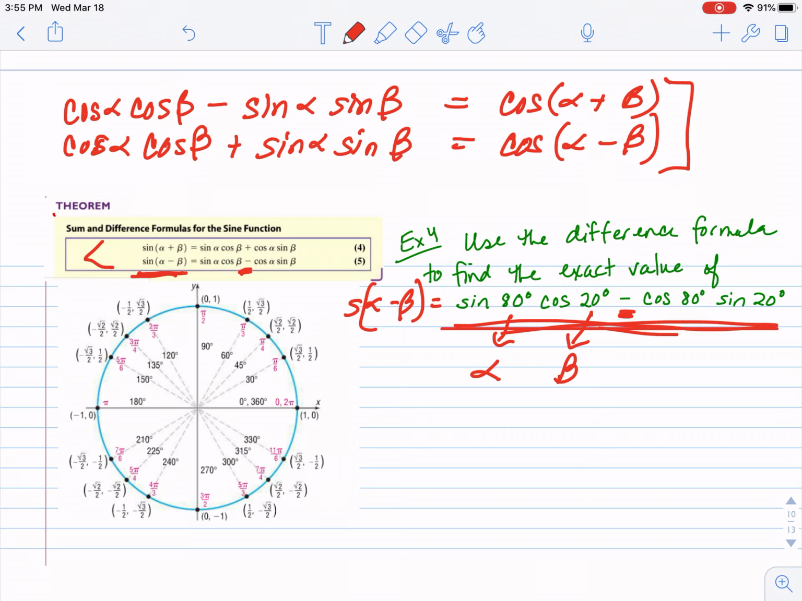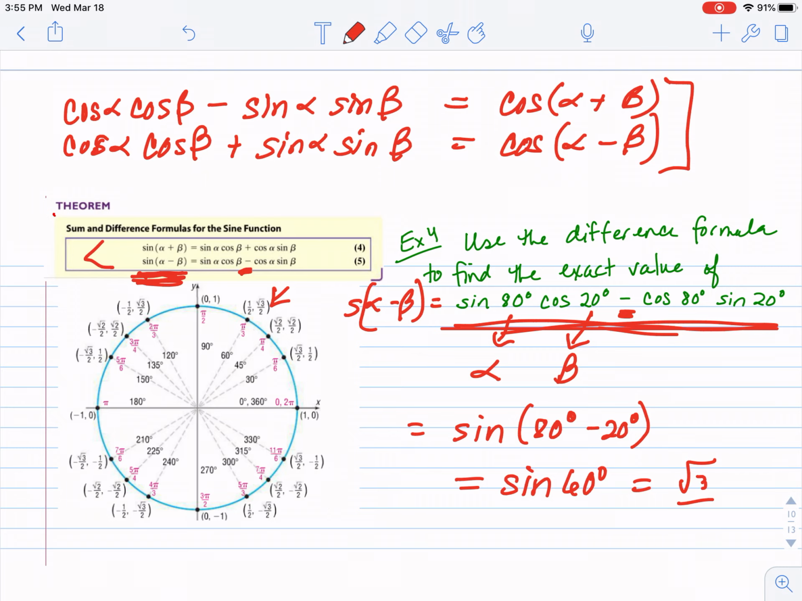All right, so think about it. If this is going to equal the sine of, look at, again, alpha minus beta, this is going to equal the sine of 80 degrees minus 20 degrees. What's 80 minus 20? It's the sine of 60 degrees, right? What's the sine of 60 degrees? It's right there. It's rad 3 over 2. And that's all you have to do.